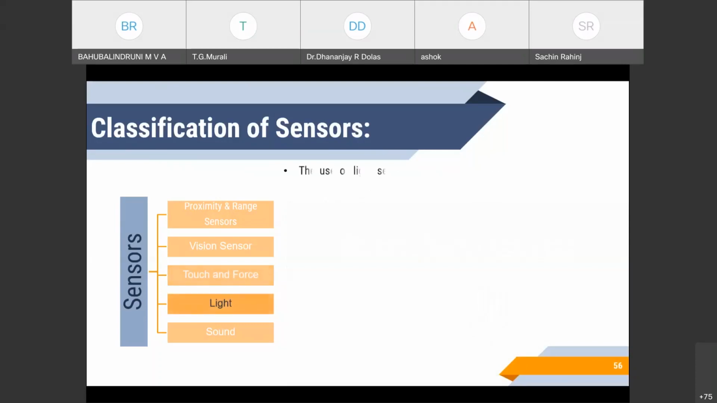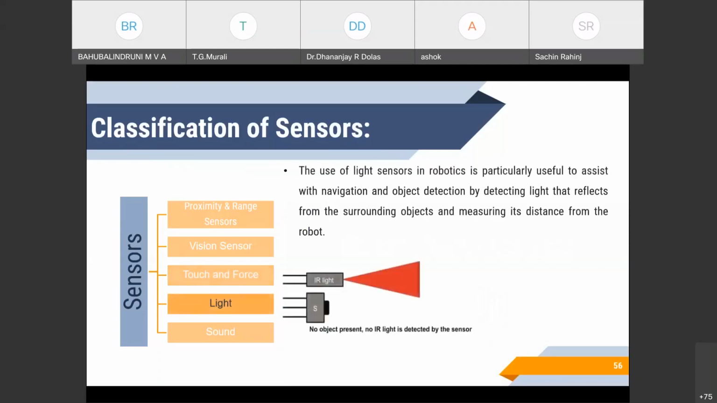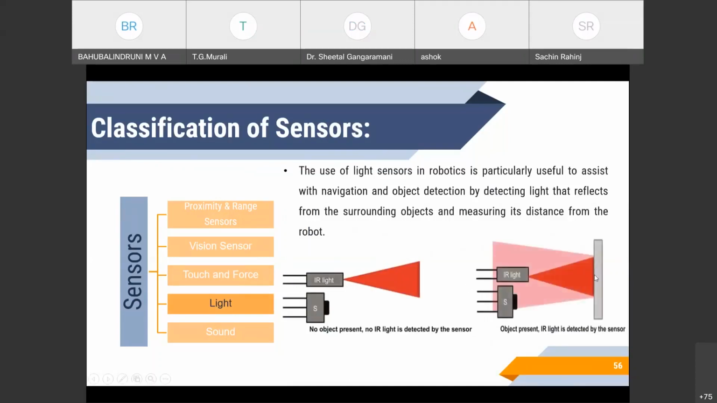So the next is the light sensor. In the light sensor, we have an IR light emitter and a detector. The detector is typically a photoresistor, which can detect the light reflected from the object. In the absence of an object, the light only emits from the IR light emitter and just goes. If there is an obstacle or an object, then the light is reflected, which is sensed by a photoresistor, which is used to identify the object.